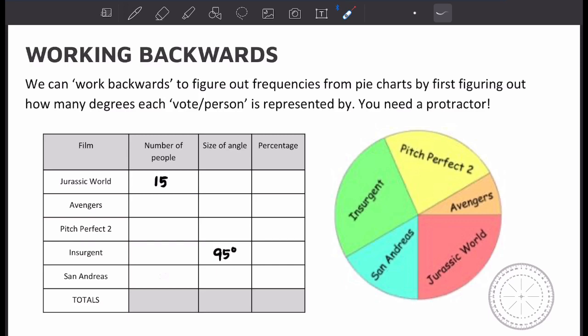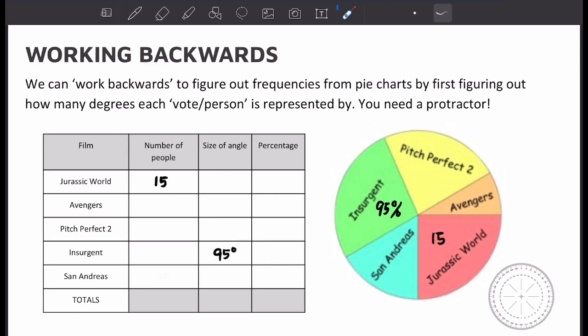So this table shows a survey asking people what movie they like, okay? We see that Jurassic Park over here, 15 people voted for it, and Insurgent has a measure of 95 degrees. Let's put our important information on our pie chart already. We know Jurassic World, 15 people voted for it, and we know Insurgent has a measurement of 95 degrees.